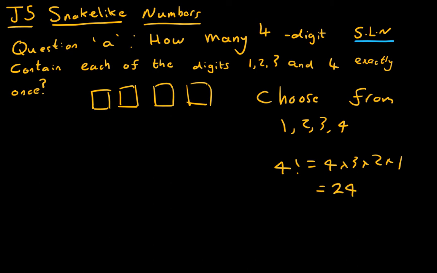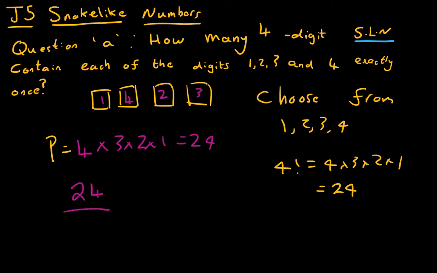We can explain this by showing permutations. There's 4 places to choose number 4: 1, 2, 3, 4. Pop the 4 there. Now there's 3 places of choosing 3. Let's pop the 3 there. There are 2 ways of choosing the 2, and there's 1 way of choosing the 1. So we've got 24 permutations.